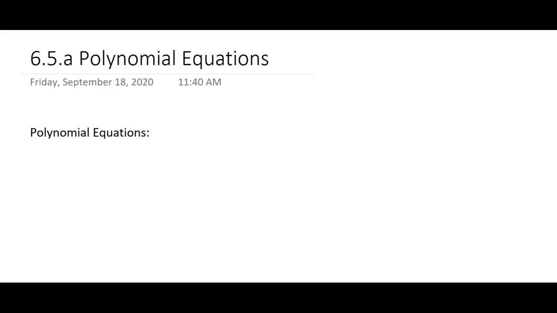So, a polynomial equation. You can look in the book for more on this, but I'm going to try to keep it simple. It's when we have a polynomial and it's equal to something. It could be equal to another polynomial, but I'm going to put 0 here because eventually you can set them all equal to 0. So you could have something like 3x squared plus 2x equals 0. That would be a polynomial equation.